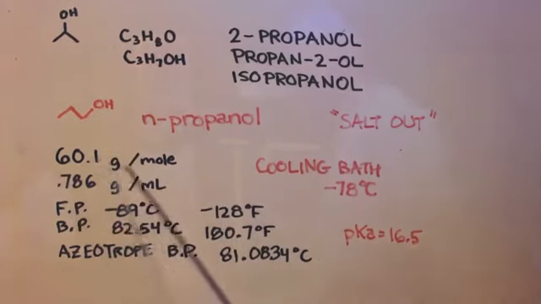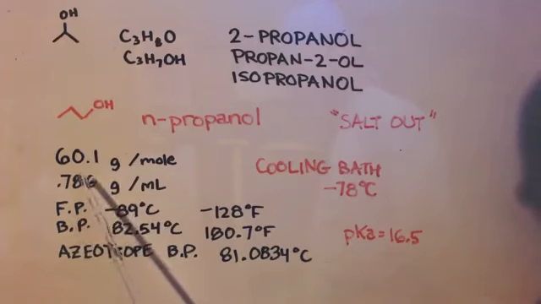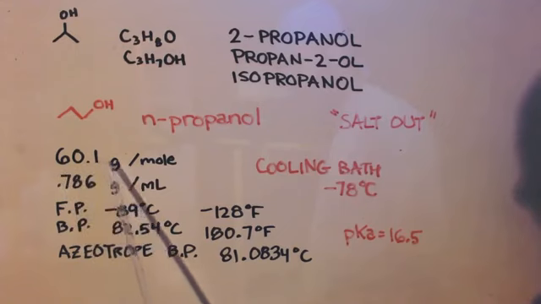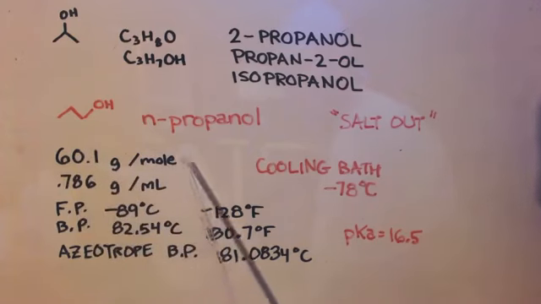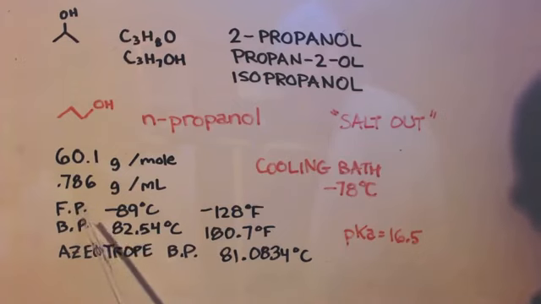So, anyways, here's a couple facts about it. The molar mass, density, and remember I told you if you wanted to figure out milliliters per mole, you just put a little line here and divide this into that, and your answer will be milliliters per mole. Freezing point, because it's a liquid, so I didn't put melting point. Boiling point, azeotrope boiling point.